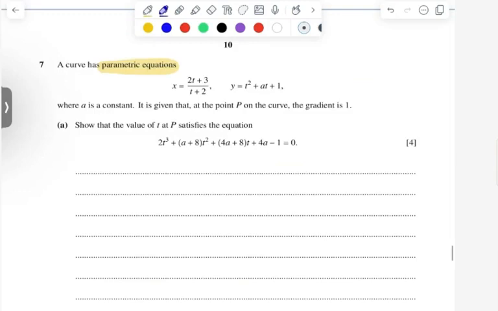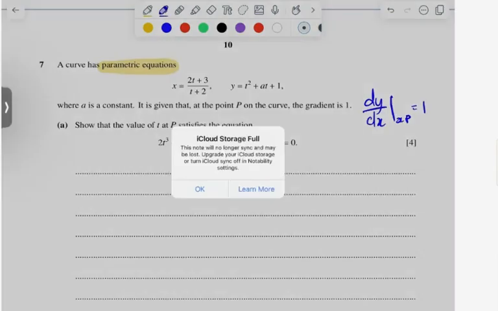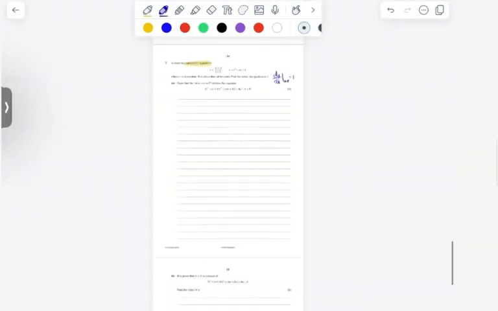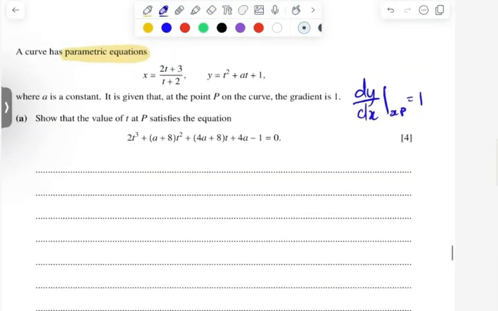A is a constant. It is given that at the point P on the curve, the gradient is 1. So we know dy dx at P is 1. Show that the value of t at P satisfies that equation. Okay, so we basically need to get our gradient formula and make it equal to 1. That's the first place I would start. The tip that they gave us is that at point P, the gradient is 1. So let's just start there.